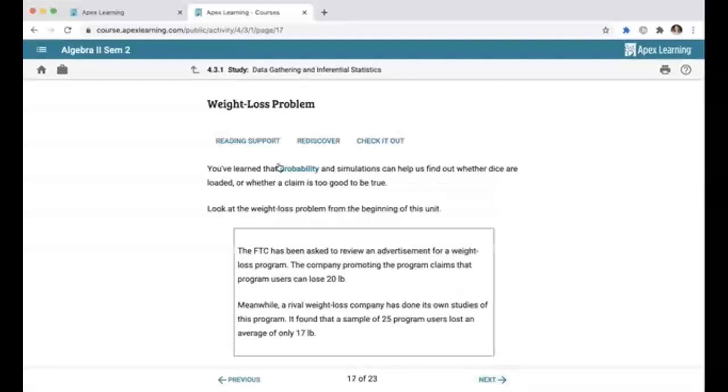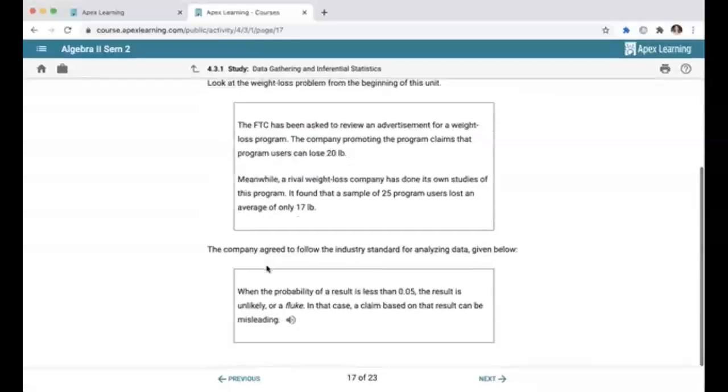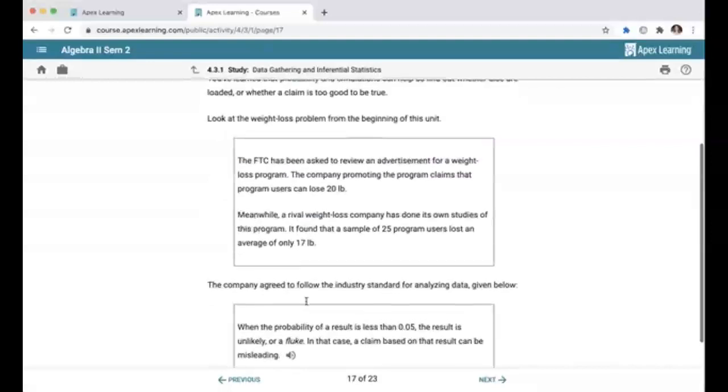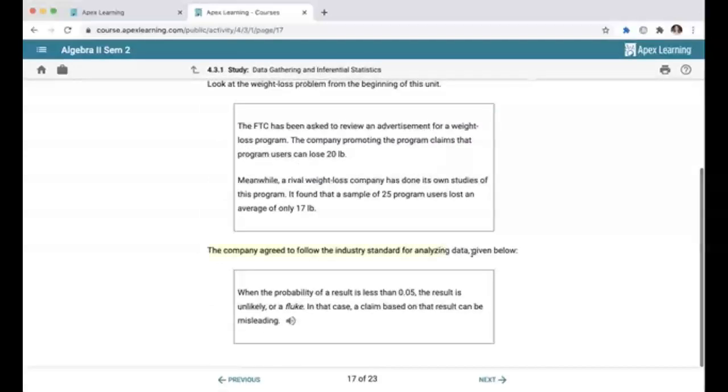So then we looked at that weight loss problem in the beginning: 20 pounds versus actually losing 17. If we look at this here, we can say this company agreed to follow the industry standard for analyzing data given below, which is when the probability of a result is less than 5%, the result is unlikely or a fluke. In this case, a claim based on that result is misleading.